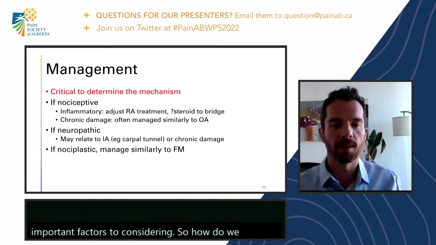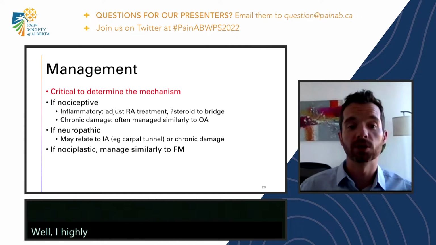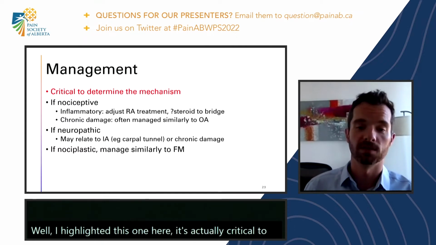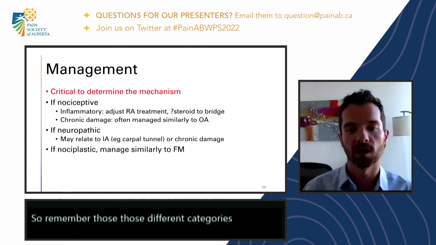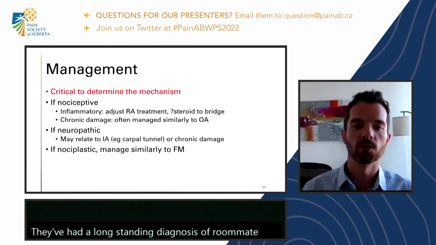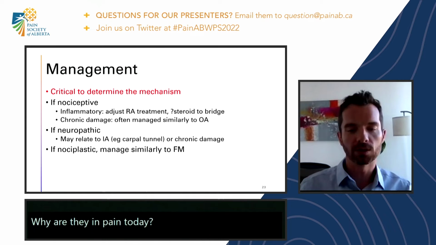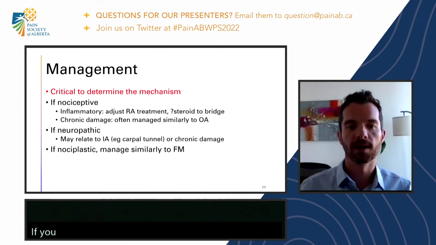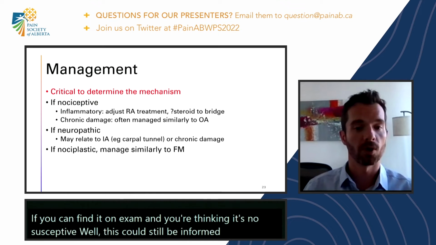So how do we manage pain in rheumatoid arthritis? Well, I highlighted this one here. It's actually critical to determine what is the mechanism for the pain. So remember, there's those different categories. And so when the patient comes in, they've had a long-standing diagnosis of rheumatoid arthritis, it's still so important to figure out, well, why are they in pain today? So if it's well localized, if you can find it on exam and you're thinking it's nociceptive, well, this could still be inflammatory or from chronic damage.